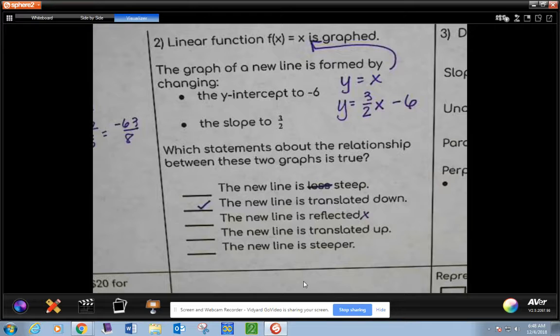Okay, the new line is translated up. Well, we already said it's down, so it can't be up. And the new line is steeper. So those are your two that work.